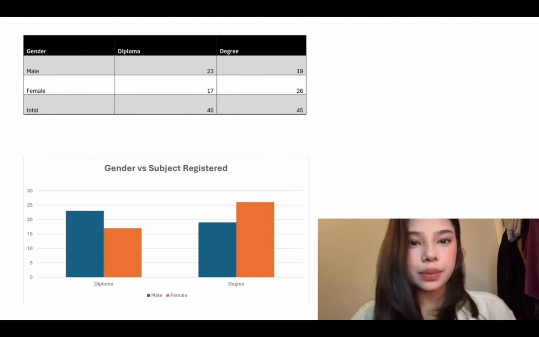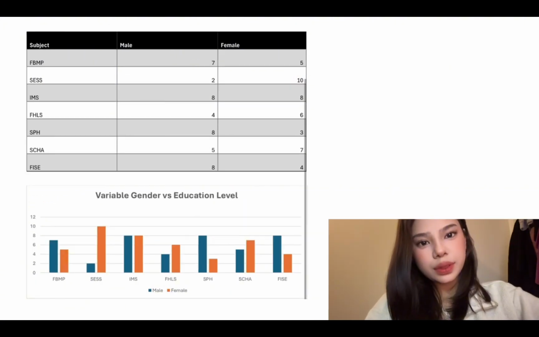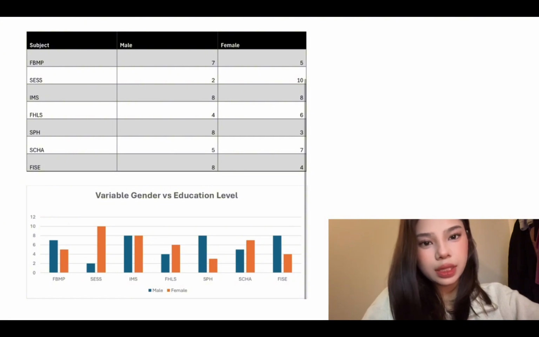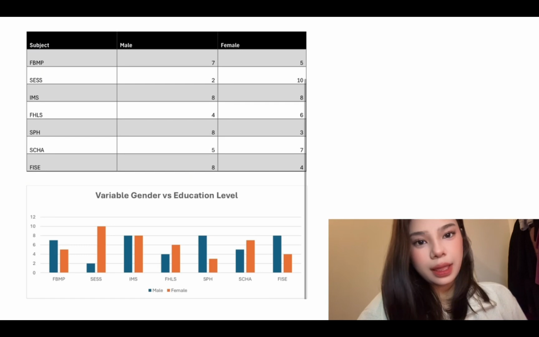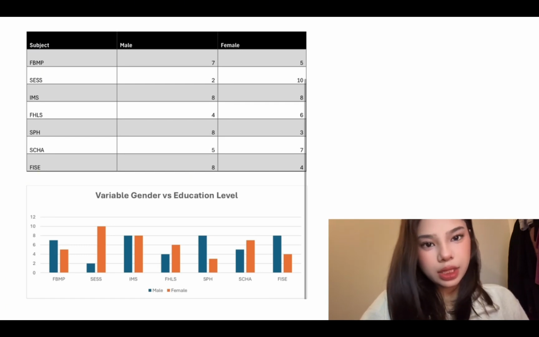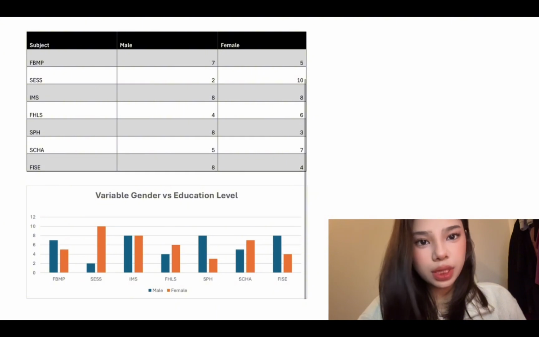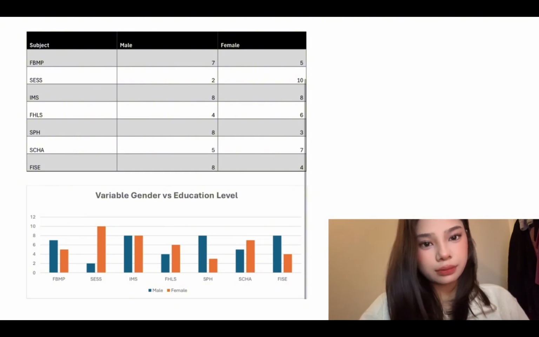Now, this graph shows the distribution of male and female students across different subjects. Each subject has a different number of male and female students. For example, SPH and FISE have more male students. SAS and SHA have more female students. IMS has an equal number of male and female students. Other subjects like FBMP and FHLS show a more balanced distribution, but still with slight differences.